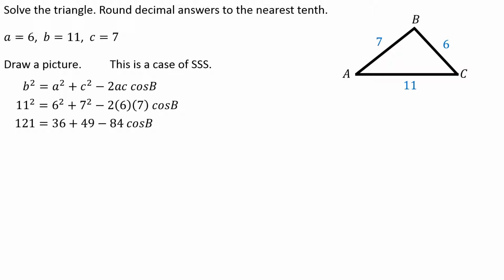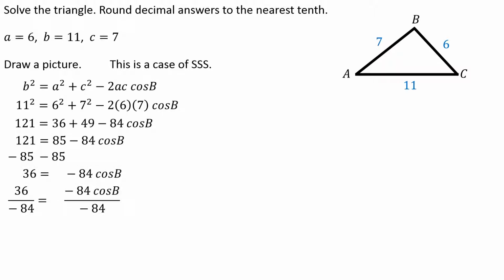Now, don't get silly and just start adding and subtracting numbers like crazy. I can add the 36 plus the 49 together because those are like terms. I cannot do 85 subtract 84. Those are not like terms. The 84 has a cosine of b hanging onto it. The 85 does not have a cosine of b hanging onto it. I cannot combine those. Instead, I need to subtract 85 from each side. Of course, now I can divide both sides by -84.